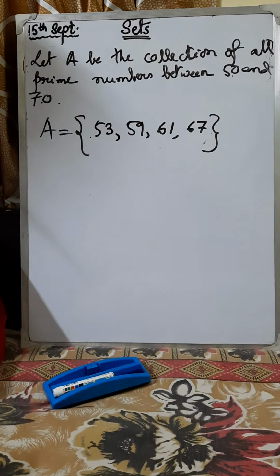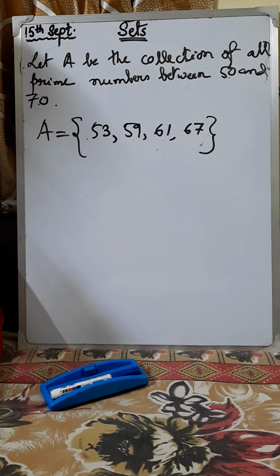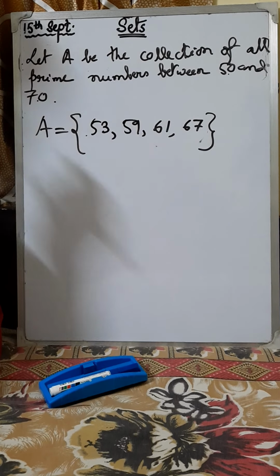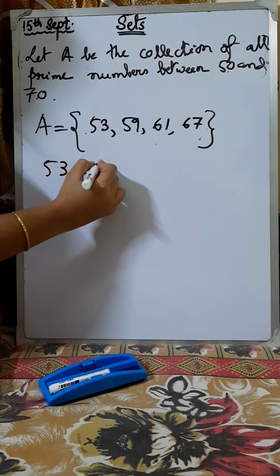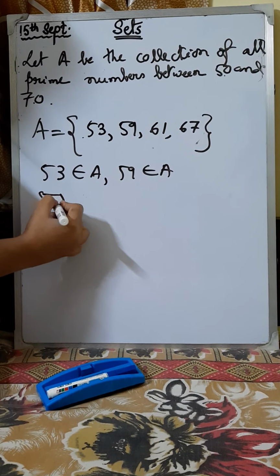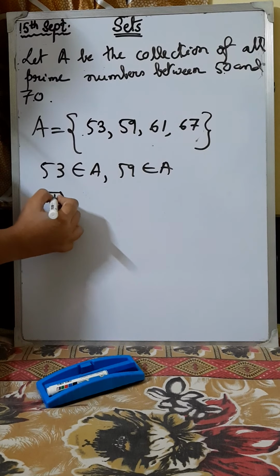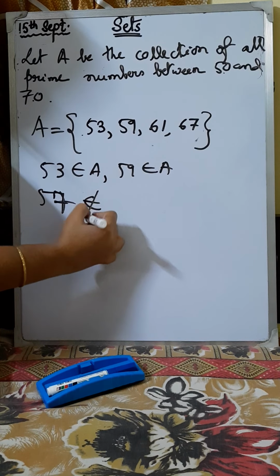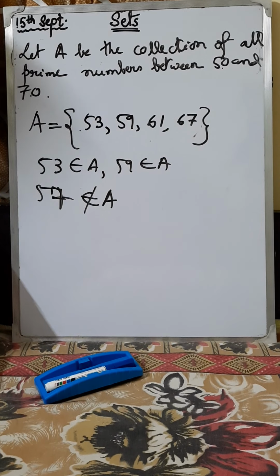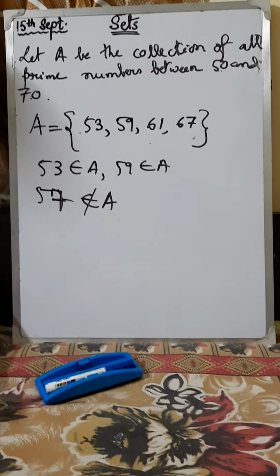So this is the set. Now here we can easily say that 53 belongs to A, 59 belongs to A, but 57 does not belong to A, because it is not present here, right? In this manner you have to write the set.